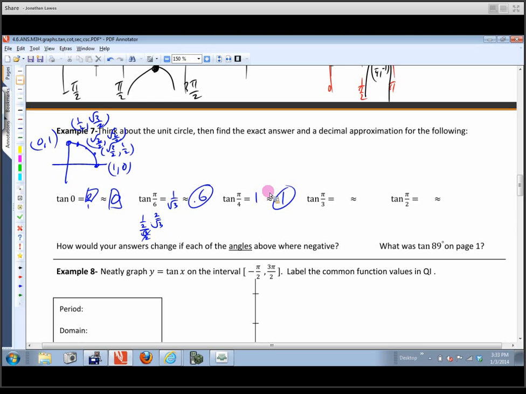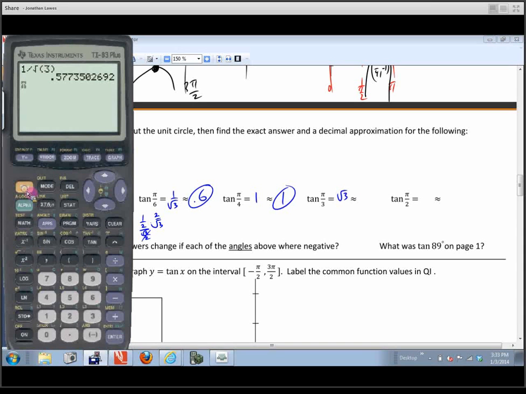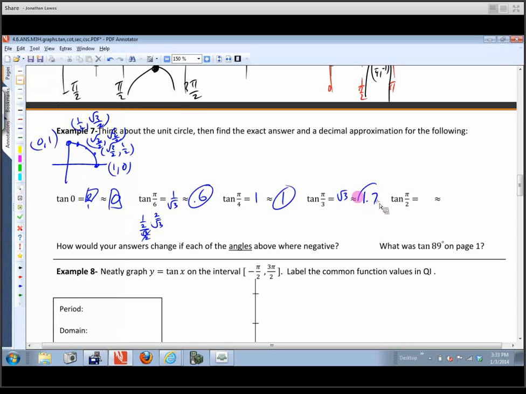All right. And then at pi thirds, well, that's going to be radical 3 over 2 over 1/2. So that's like the reciprocal of this. This ends up being radical 3, which if you type that into your calculator, we'll go ahead and do that. Radical 3. Some of you may have that memorized, about 1.7, so approximately 1.7.